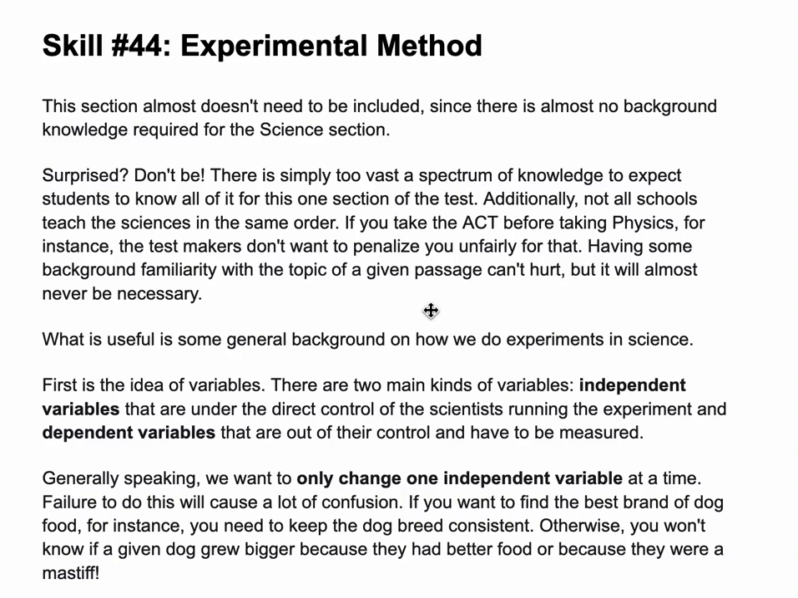So Skill 44 is the experimental method and some terms that you should know along with how scientists do experiments. Okay. There's not much of this on the test, but there's usually one or maybe two questions that deal with it, sometimes three. But it's also just overall good background information because it's how all of the experiments kind of are working in one way or another.